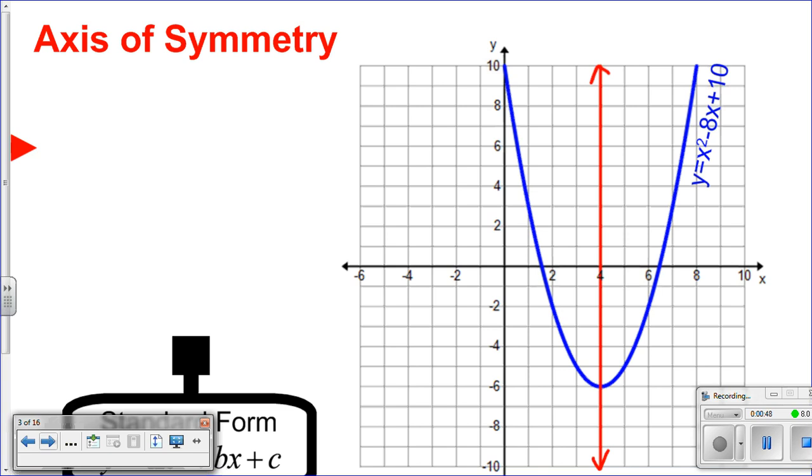So our axis of symmetry, that's this red line that goes through the middle here. And that's basically a line of symmetry. If I were to fold this graph on that line, my two parts would actually line up. Now notice this is always going to be a vertical line.